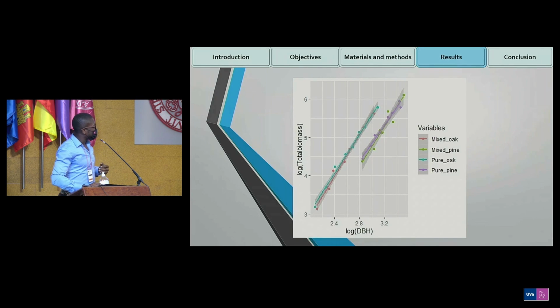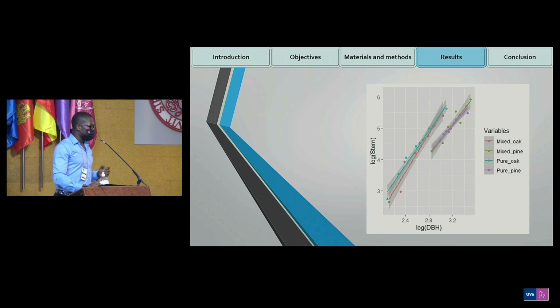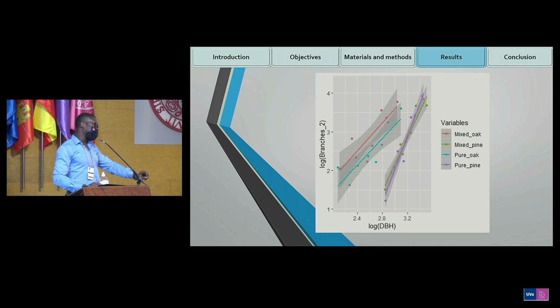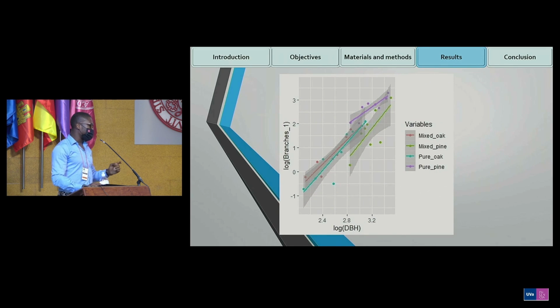Looking at some of the results here, we could see the pure pine and the pure oak. We made a model of the diameter with the total biomass, and there were not many differences. I'll try to go a little bit faster. We could see there's a little bit of difference when it comes to the thick branches. And we could see here as well that for the thin branches with respect to the DBH, pine has a little bit of difference between the pure pine and the mixed pine.